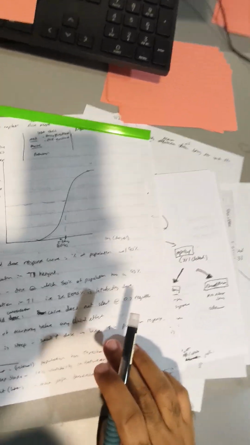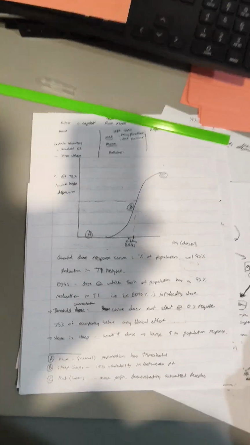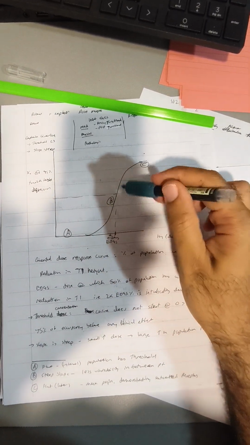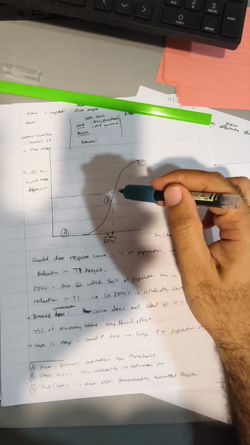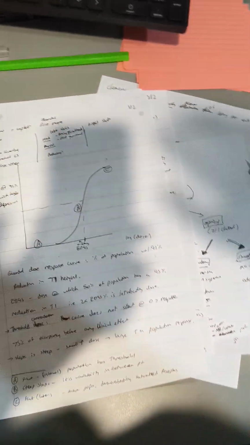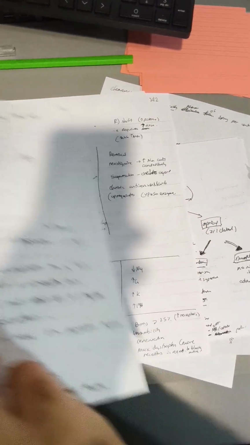So I would actually put that on the graph. I've just labeled A, B, and C on the graph. So A is the threshold, B is the steepness of the curve, reduced variability, and C is the steepness of the slope, showing the maximum receptors.